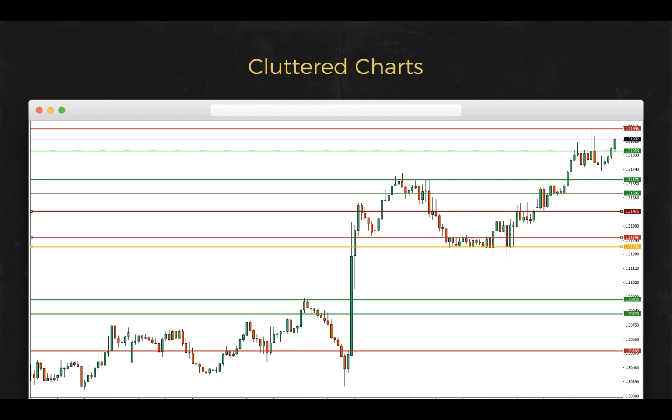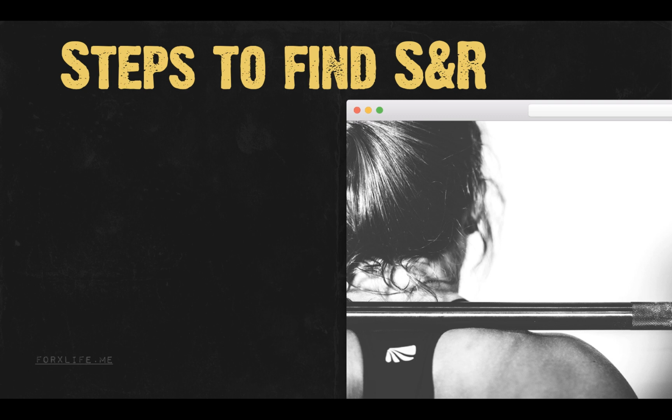Okay, so first of all, we have to try to avoid at all costs to have cluttered charts. So that's very common that you see a lot of places where price reacts and you start drawing and suddenly your chart is completely full of lines everywhere, and then it's very hard to understand where actually it's important for price and where it's not. So first of all, we need to start with a clean chart.